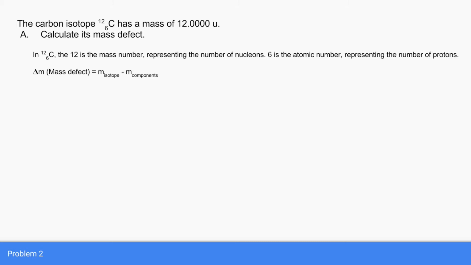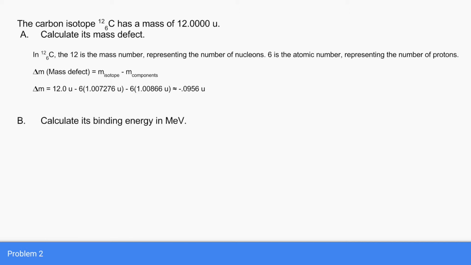So the mass defect is simply the predicted mass of the isotope minus the mass of its components. So plugging in the numbers there, 1.002726 atomic mass units is the mass of any proton, and 1.00866 atomic mass units is the mass of a neutron. So plugging in the numbers there, we'll get the mass defect of approximately negative 0.0956 atomic mass units.